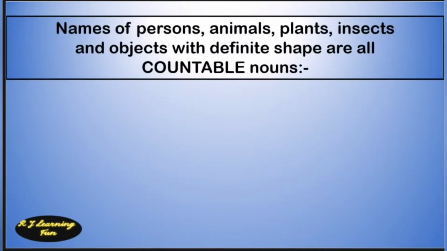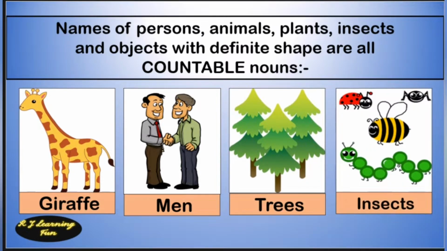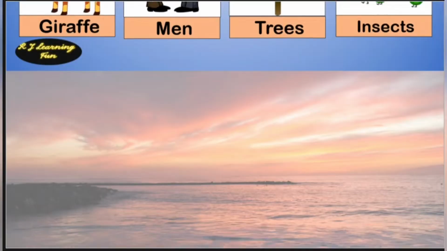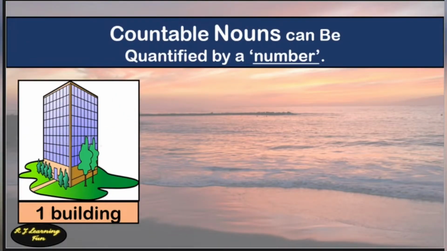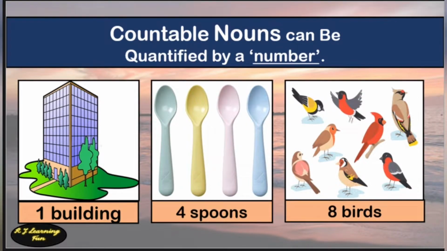Names of persons, animals, plants, insects, and objects with definite shape are all countable nouns like giraffe, men, trees, insects. These are all countable. We can count 1 giraffe, 2 men, 3 trees, many insects. Countable nouns can be quantified by a number like 1 building, 4 spoons, 1, 2, 3, 4, 5, 6, 7, 8 birds. Hence, these are all countable nouns.